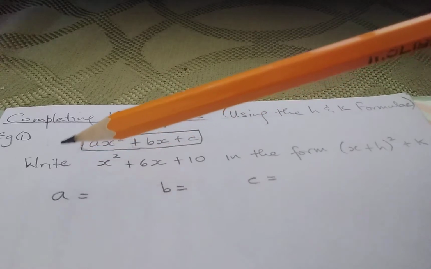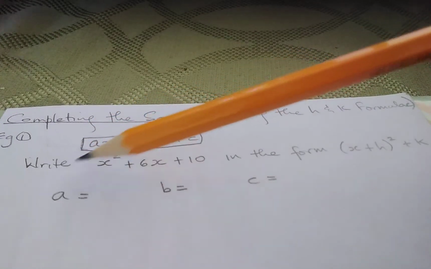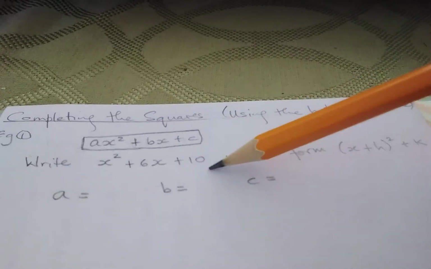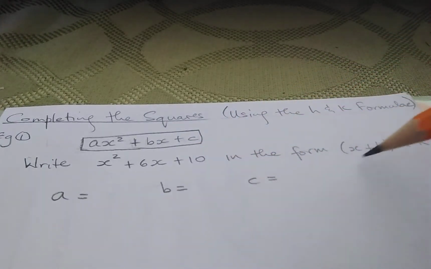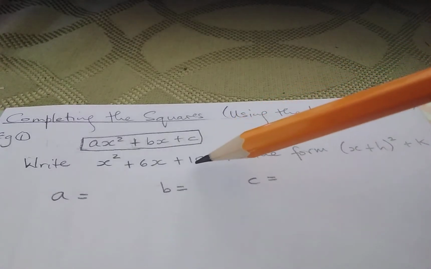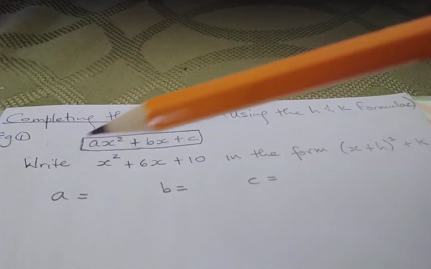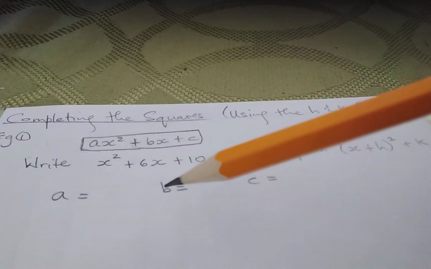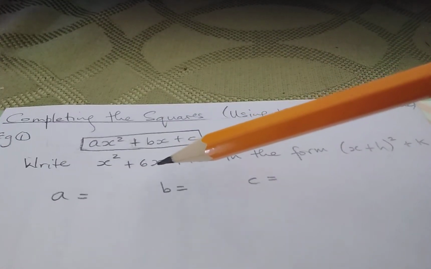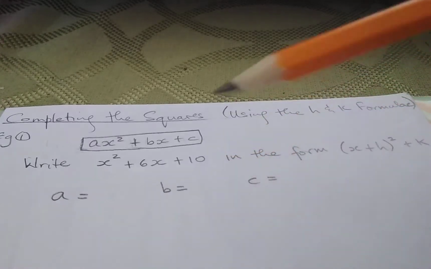Usually the question for completing the square for the Caribbean is written like this: write this quadratic in the form, and it tells you how they want the answer to eventually be. So it should be in this form: x plus h, all in brackets, squared, plus k. So the first thing you need to do is look at the quadratic expression given, and write down the values of a, which is the coefficient of x squared, b, which is the coefficient of x, and c, which is a constant.